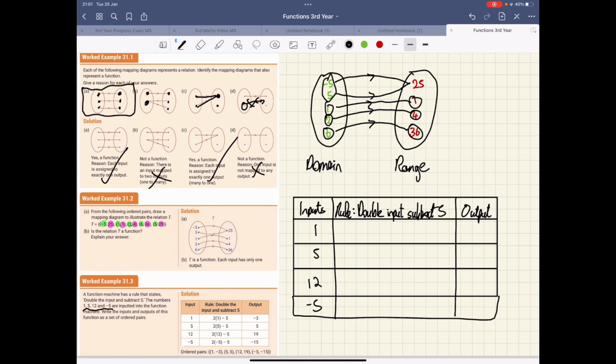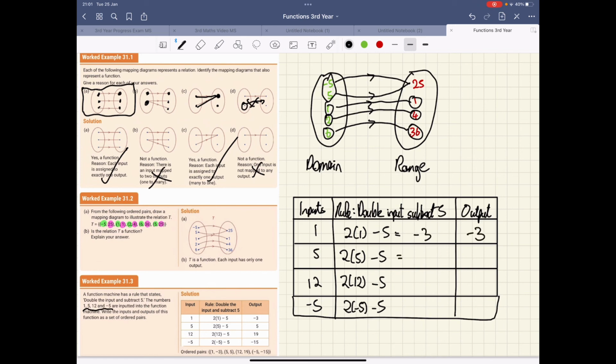And the rule says double the input. So the input is 1, so 2 times the input and take away 5. Over here, 2 times the input, take away 5. 2 times the input, take away 5. 2 times the input, take away 5. Now, if you want, I have a little bit of space here, so I'll actually do the sum. So 2 times 1 is 2, take away 5 is minus 3. My output is minus 3.